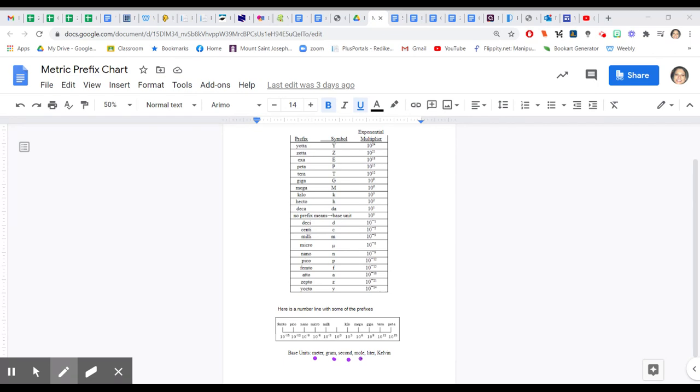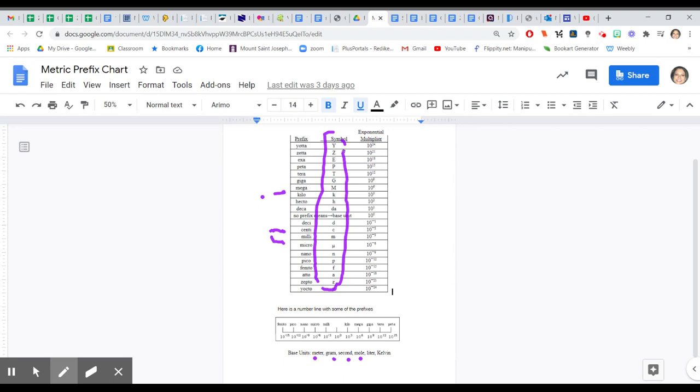So we use this when we want to modify a base unit. A modified base unit would be like a centimeter or millimeter or a kilogram. Okay, those are ones you've probably heard of. So here are your symbols that you're going to use.